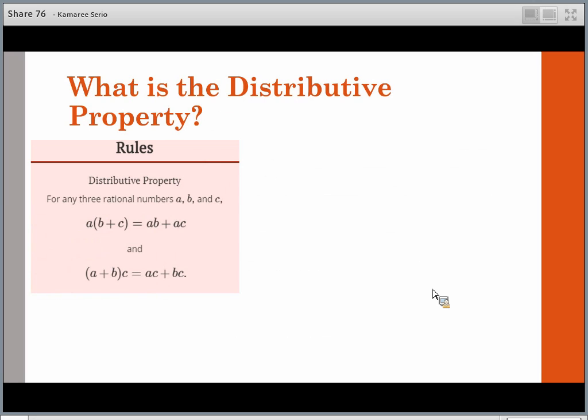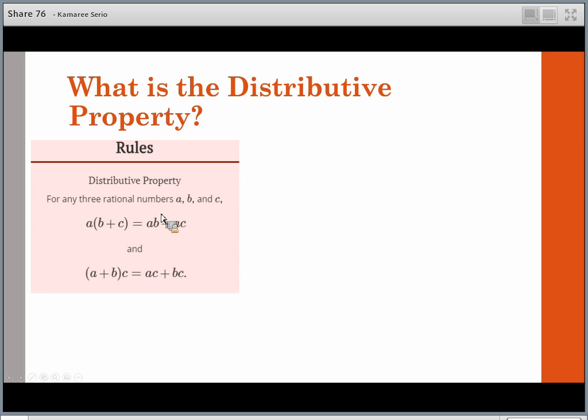So what is the distributive property? If you look at this diagram here, it says for any three rational numbers A, B, and C. Rational is another way of saying any number that is either a fraction or a decimal, positive or negative. It's essentially all the numbers that we deal with. What you have here is A times (B plus C), and it gives you this.